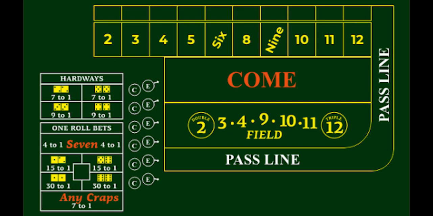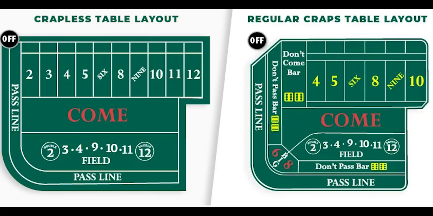So it's slightly different. And here's a side-by-side comparison of a crapless table as opposed to a craps table. Again, just look at the top, you can see the points, right? On a regular craps table, points are only 4, 5, 6, 8, 9, and 10. On a crapless table, you can have 2, 3, 4, 5, 6, 8, 9, 10, 11, 12.